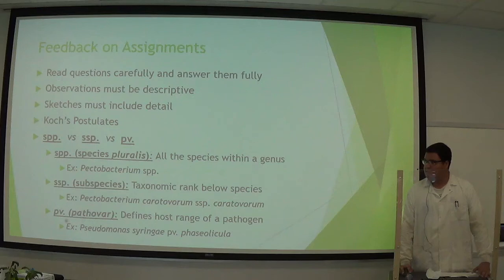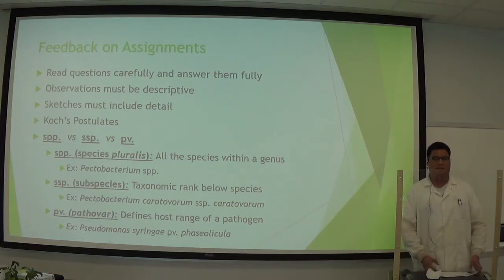And then PV stands for pathovar. Pathovar will define the host range of the pathogen. So for example, Pseudomonas syringae, pathovar phaseolicola. Phaseolicola means bean, so this is Pseudomonas that infects bean.